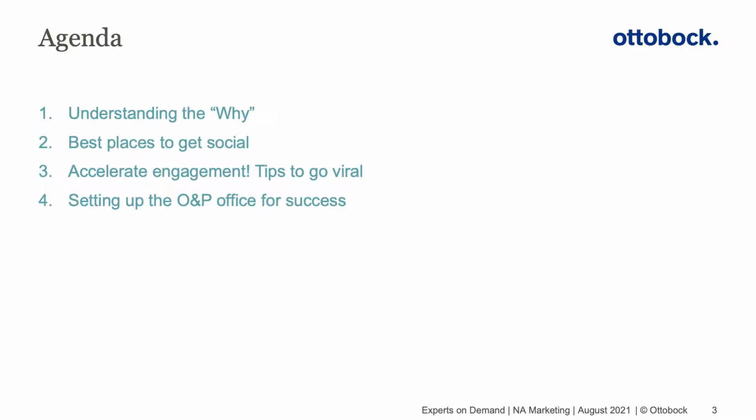Finally, we're going to go over some tips and tricks how to accelerate your social media engagement, and we'll discuss ways that you can go viral and how to identify which posts might go viral with a little extra support. And then finally, we'll wrap up because it's great to understand the why and know where social channels are and understand how to make a post go viral. But if you don't have your office set up for success, then all of these things can't really accelerate. So we'll walk through practical ways to set up your O&P office to make sure that your social media programs are running smoothly.